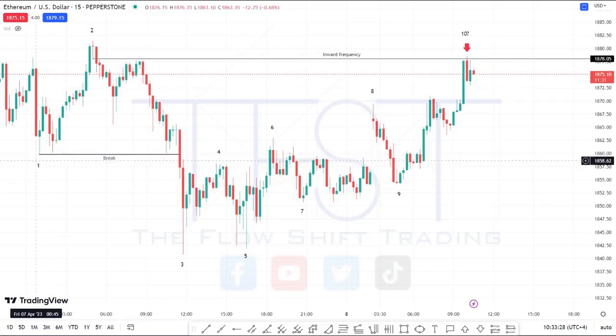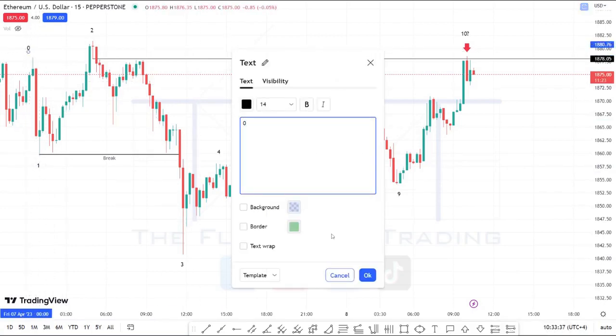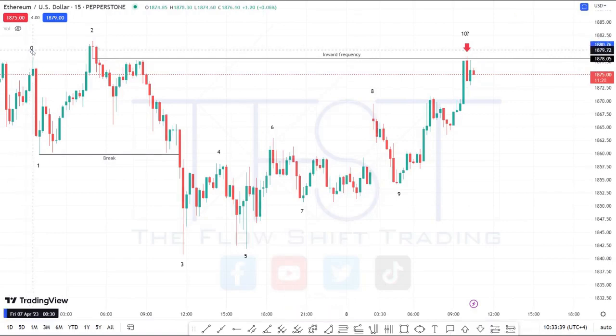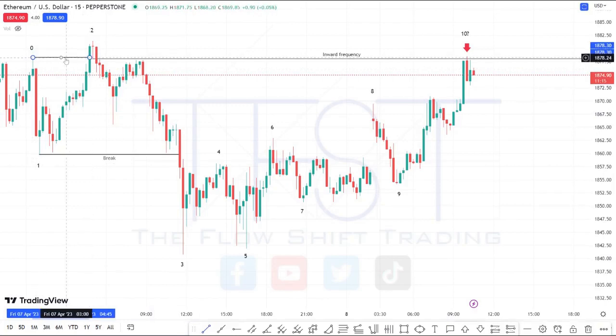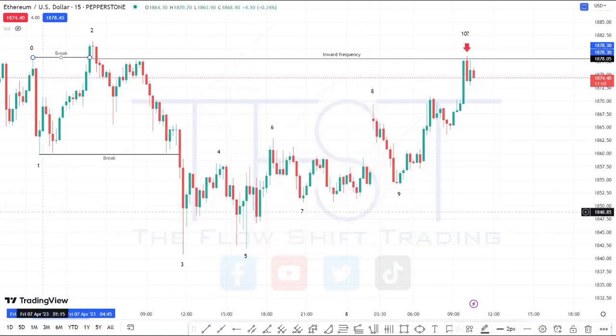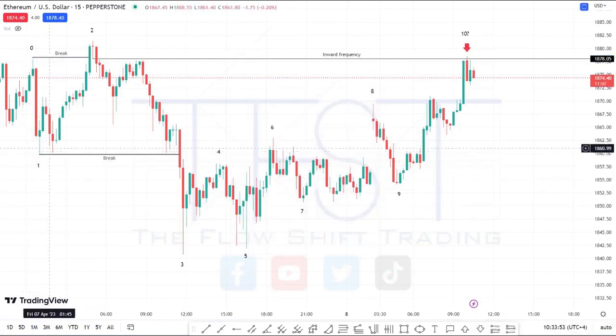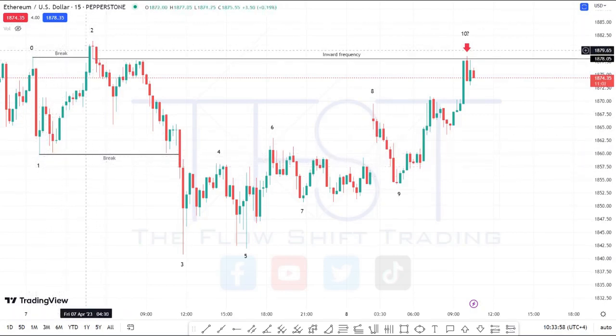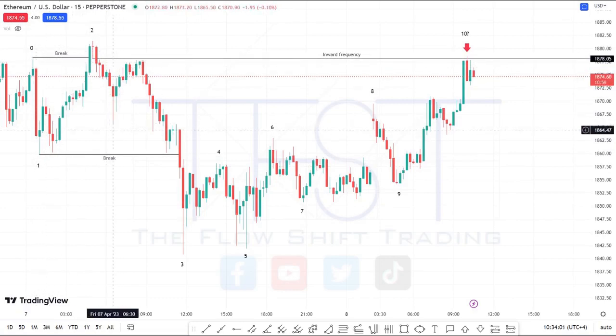Kasi yung buyers na nagpataas dito from high number 1, kung lalagyan natin siya dito ng 0, this is high number 0. So meron kang vector 0 to 1. Yan. Makikita mo na break ng buyers yung previous structure. Okay? So meron kang confirmed low dito na meron kang buyers na strong enough to bring the market up, surpassing high number 0.